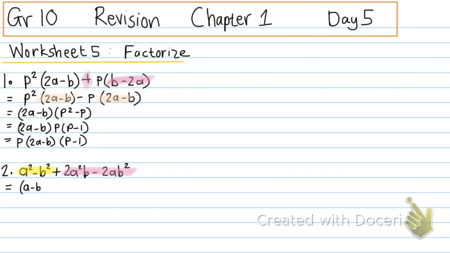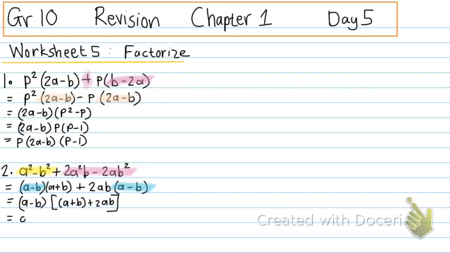For the ones marked with yellow, I can see that it's a difference of 2 squares. So it's going to be bracket a minus b, a plus b. Then for the pink ones, I take out a common factor of 2ab. Then I'm left with a minus b. Now a minus b is a common factor. So I take it out, a minus b, and then I'm left with a plus b plus 2ab. To get rid of some brackets, I have to simplify. So it's going to be a minus b, and in the second bracket, a plus b plus 2ab.